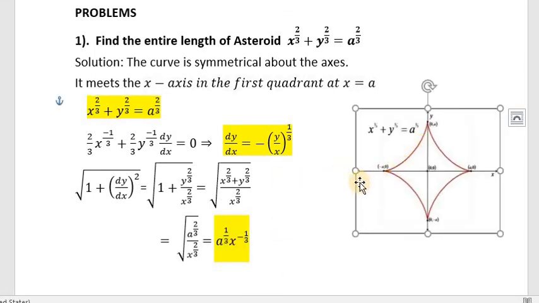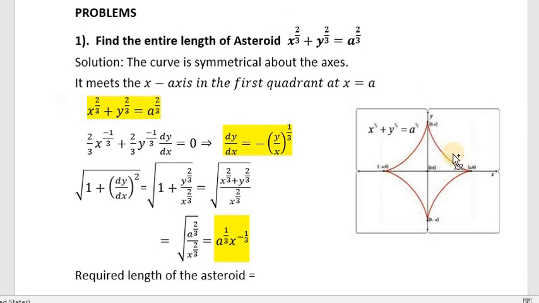See, this diagram represents the asteroid, x-axis and y-axis. It is symmetrical about both the axes, that is symmetrical about the x-axis and also symmetrical about the y-axis. This curve represents x to the power of 2/3 plus y to the power of 2/3 is equal to a to the power of 2/3. Now from the diagram, along the x-axis, x is varying between 0 to a in the first quadrant.